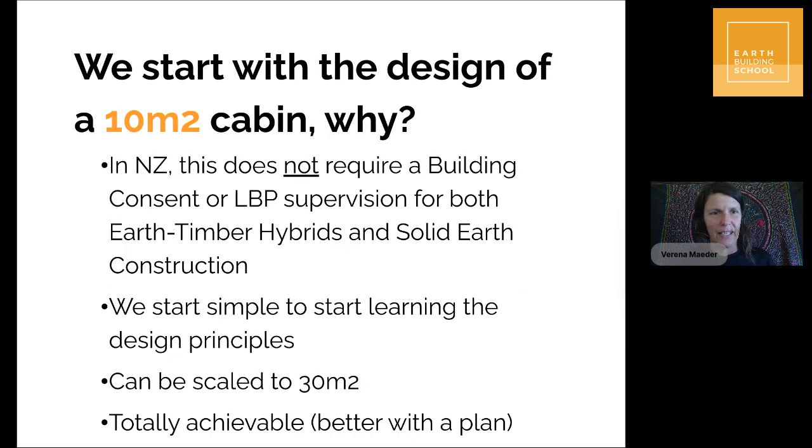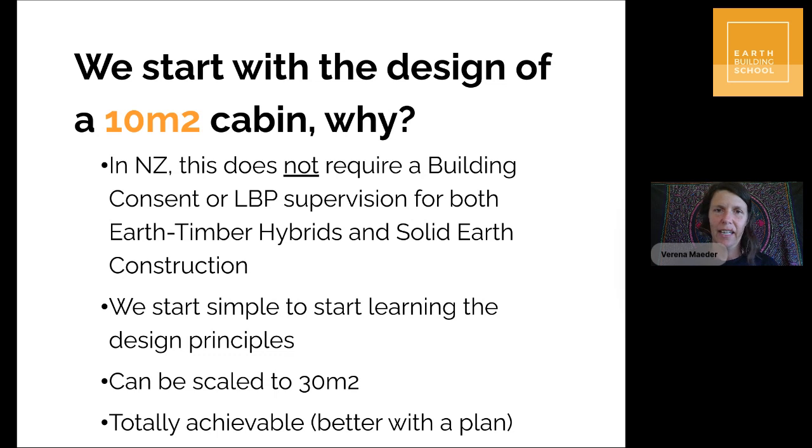Okay, so why do we start with a really small building? I am assuming, I'm already seeing in the group, some of you will go a little bit bigger, but I'm teaching you the 10 square meter approach at this point, for the reason that if you're based in Aotearoa, New Zealand, a 10 square meter cabin will not require a building consent or licensed building practitioner supervision for both types of construction that we're talking about. So that's the solid earth construction or the timber earth hybrids.